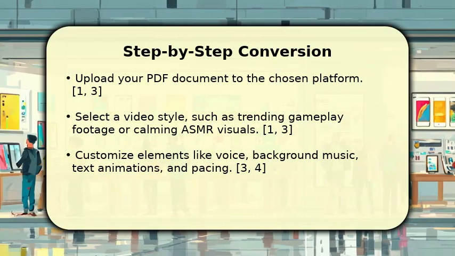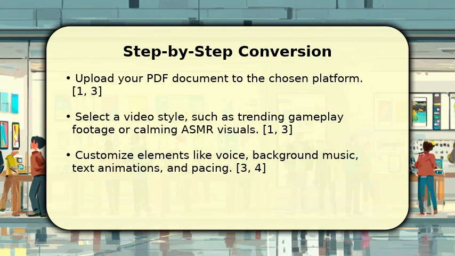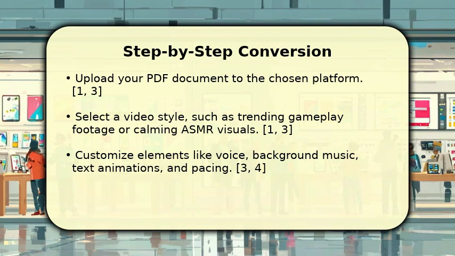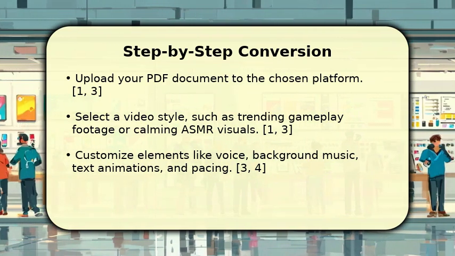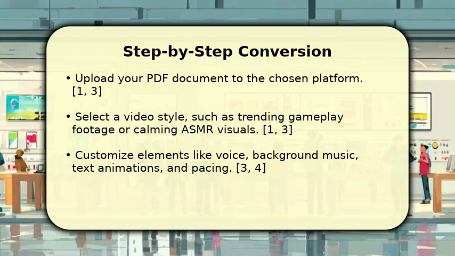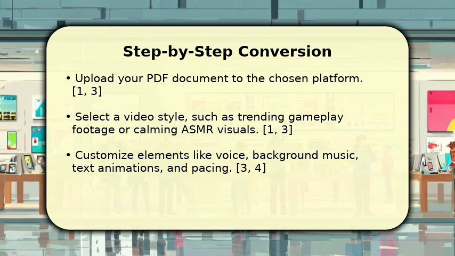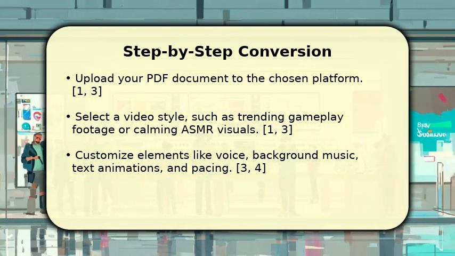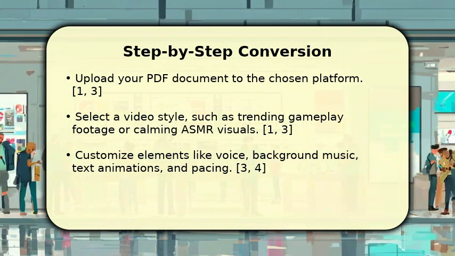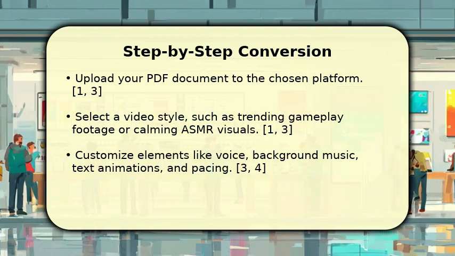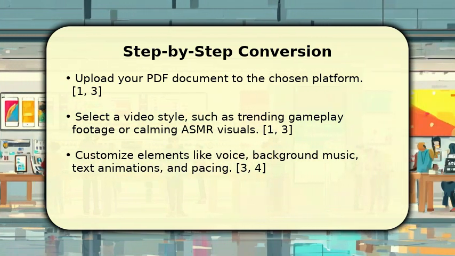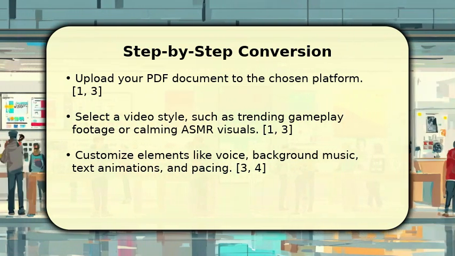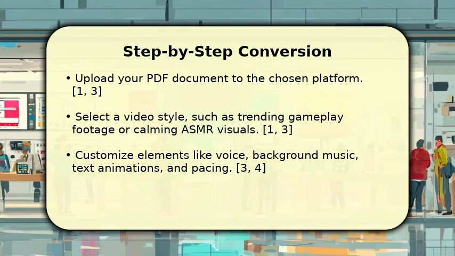Once you've selected your preferred tool, the conversion process is straightforward. First, upload your PDF document directly to the platform. Next, you'll choose a video style. Many platforms offer trending options like Subway Surfers gameplay, Minecraft Parkour, or various ASMR visuals. You can then customize several elements, including the narration voice, background music, text animations, and the overall pacing of the video. After making your selections, click Generate to create your video. Then review and make any final edits before downloading it to your device.